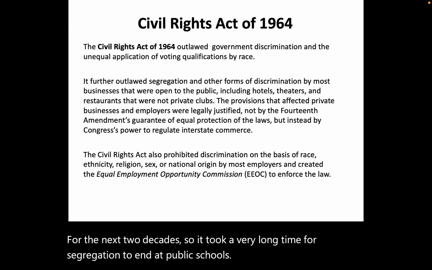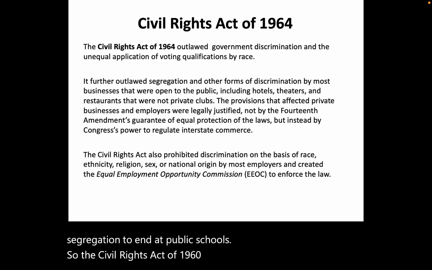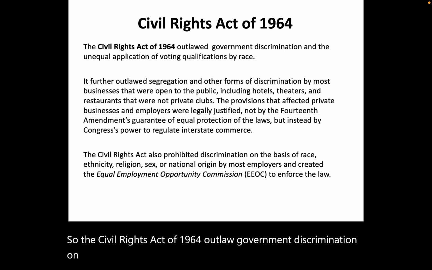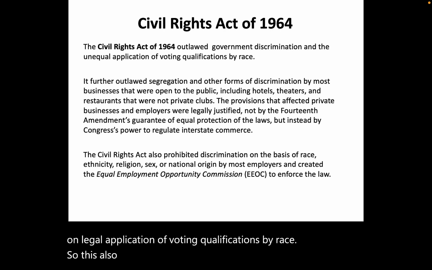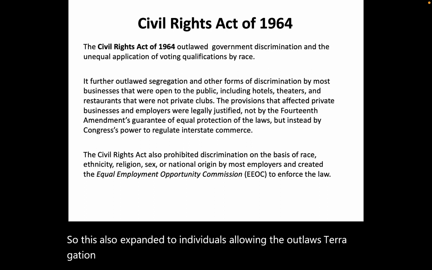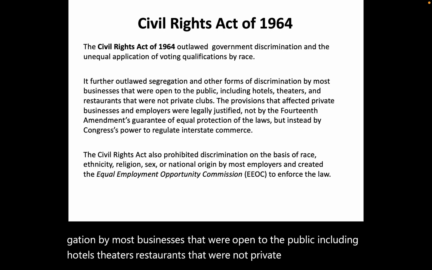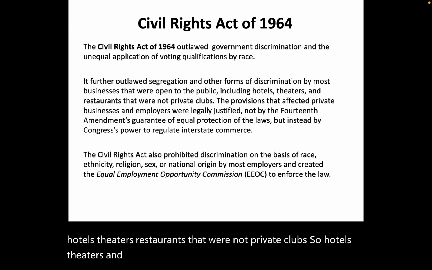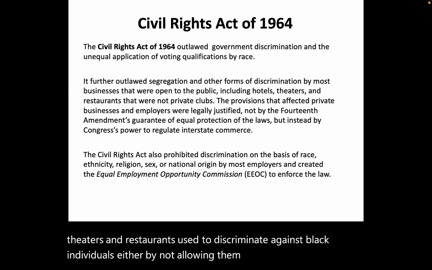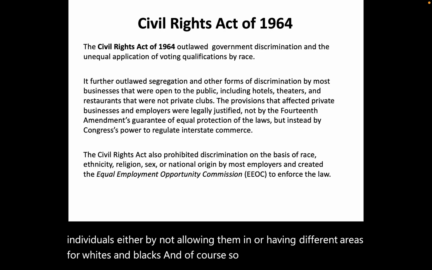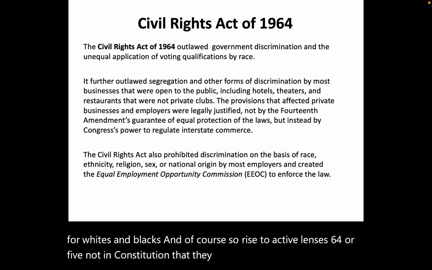The Civil Rights Act of 1964 outlawed government discrimination and the unequal application of voting qualifications by race. It also outlawed segregation by most businesses open to the public, including hotels, theaters, and restaurants that were not private clubs. Hotels, theaters, and restaurants used to discriminate against Black individuals either by not allowing them in or by having different areas for whites and Blacks. And the Civil Rights Act of 1964 found that they could not do that.